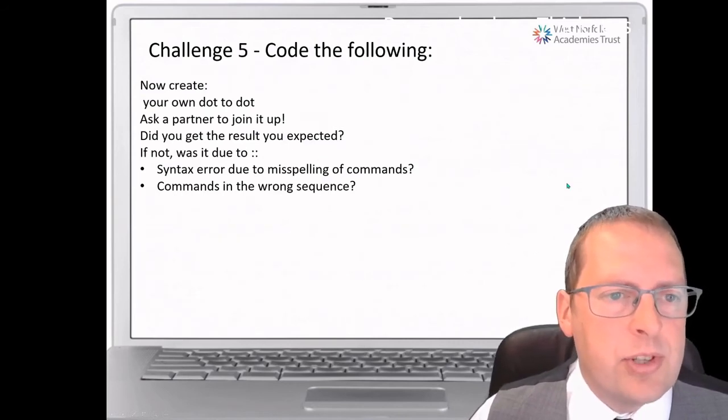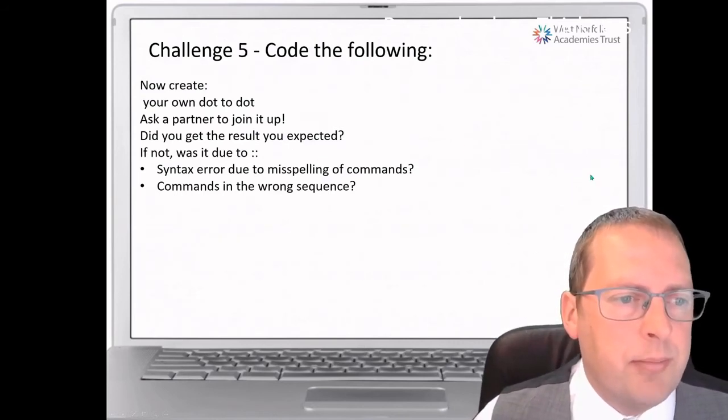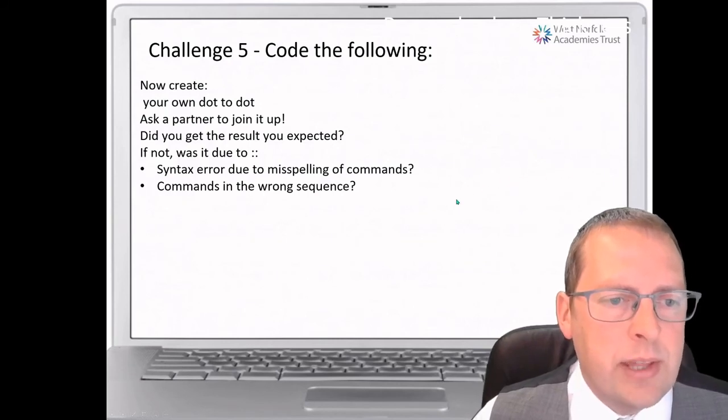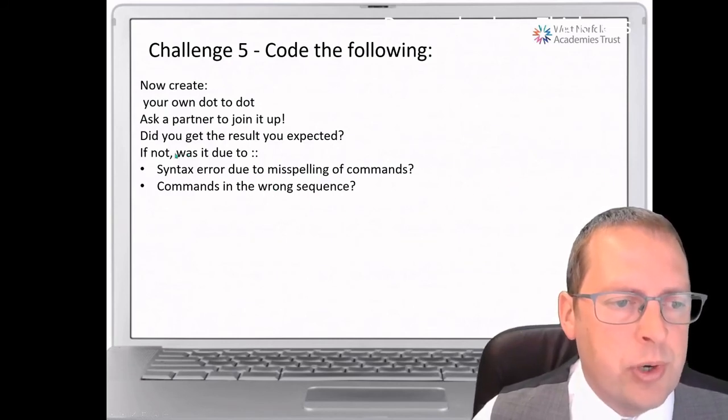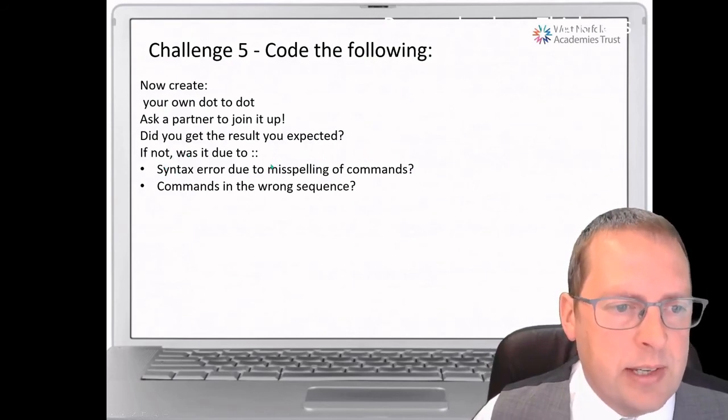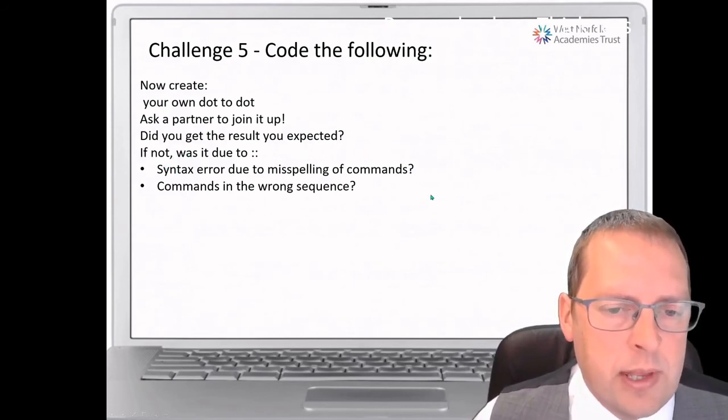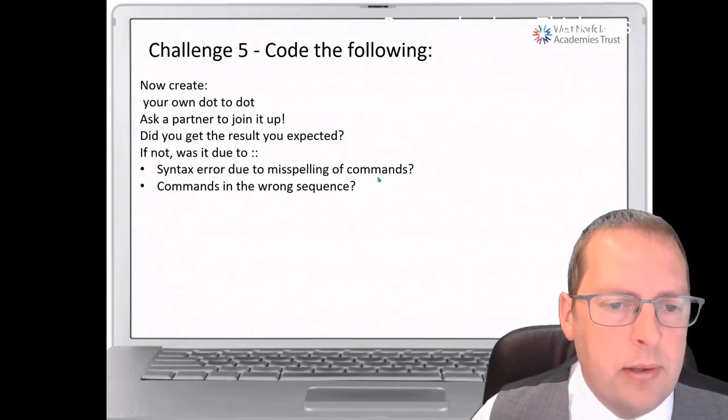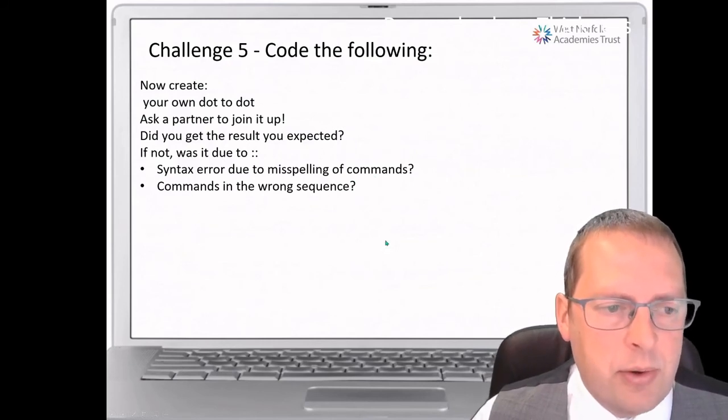So now you've got a challenge, is your own dot to dot. Ask a partner to join it up, so you can create the dots and get a partner to join the dots up. Did you get the results you expected? If not, look at the error message that appeared. Was it a syntax error due to spelling? Misspelling of a command? Or did you have the commands in the wrong sequence?